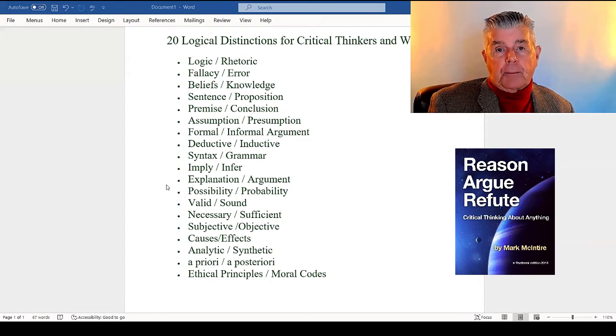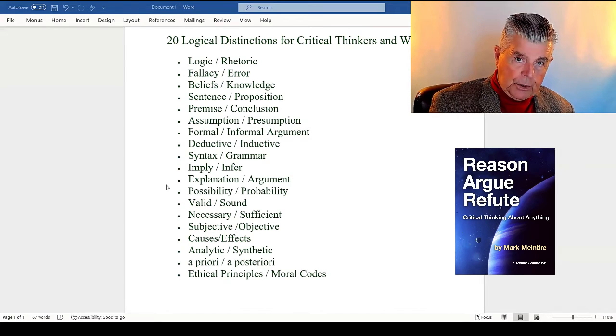Subjective and objective. Some people don't even believe in anything that's objective anymore. Not all causes are the same thing as effects. That seems pretty obvious, but you'll be surprised how that one's going to work out when we get to empiricism. Analytic and synthetic. These are distinctions based upon a priori knowledge and a posteriori knowledge. And the big debatable topic of the day is the distinction between ethical principles and moral codes. Are ethical principles objective or subjective? Are moral codes negotiable? Can we bend moral codes depending upon certain circumstances?